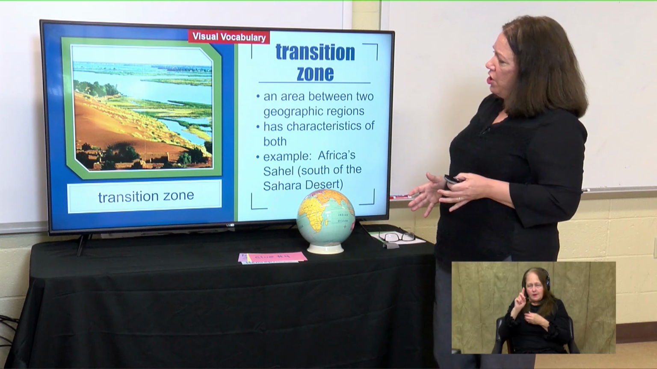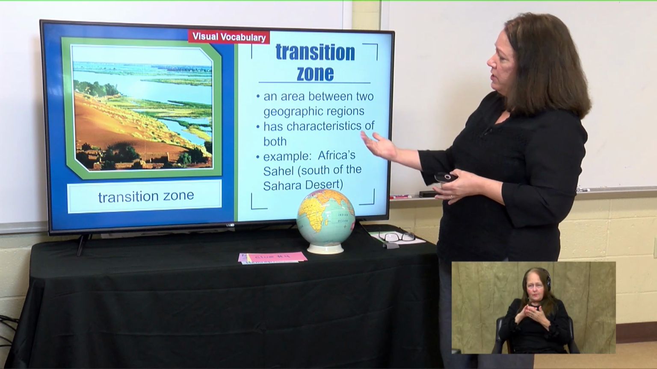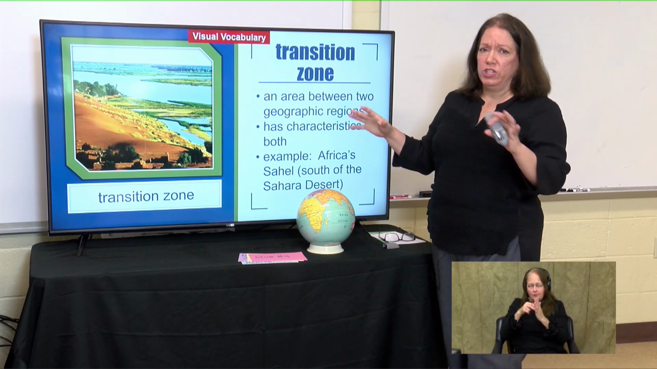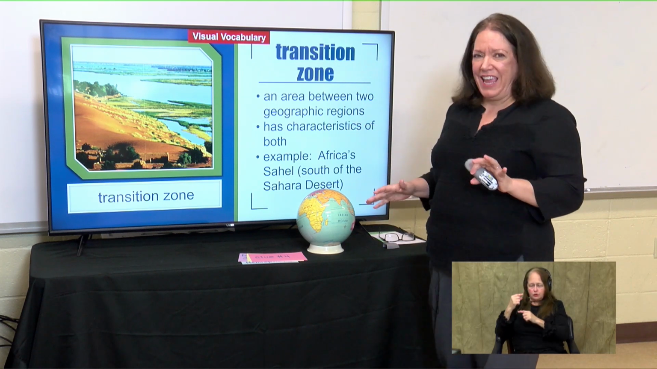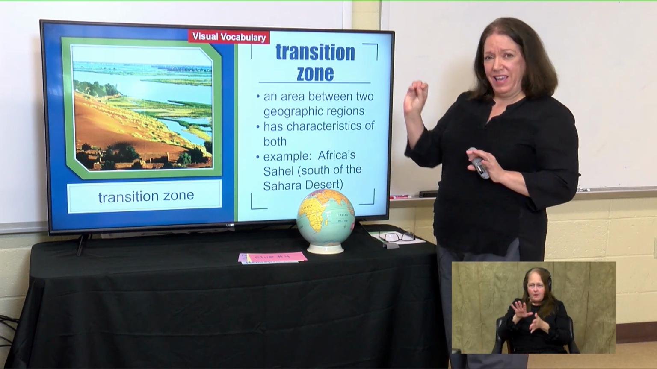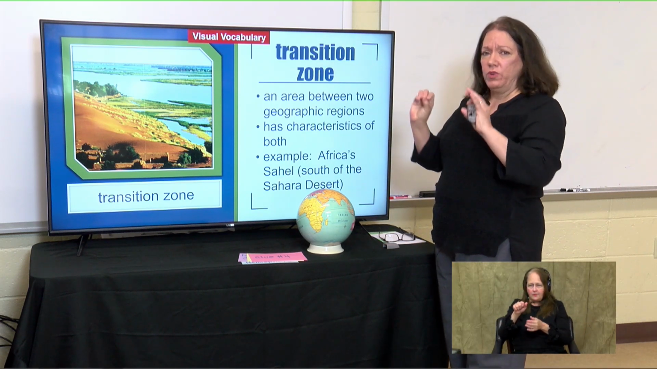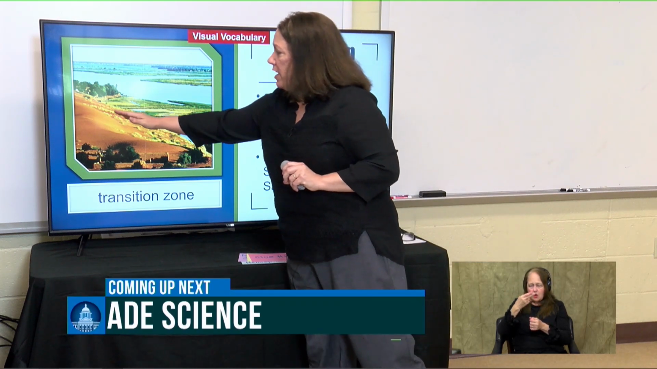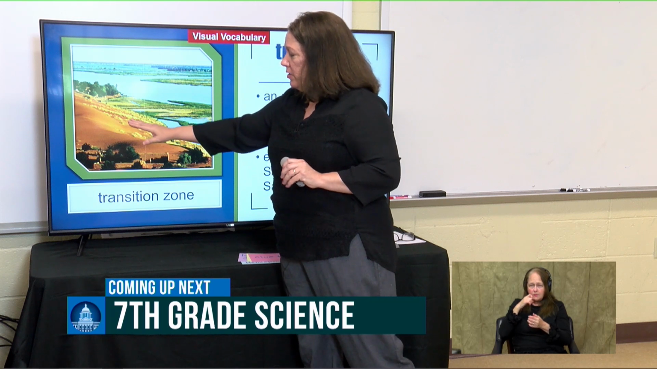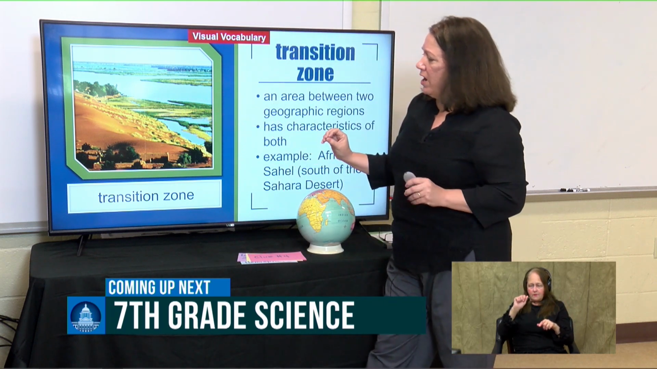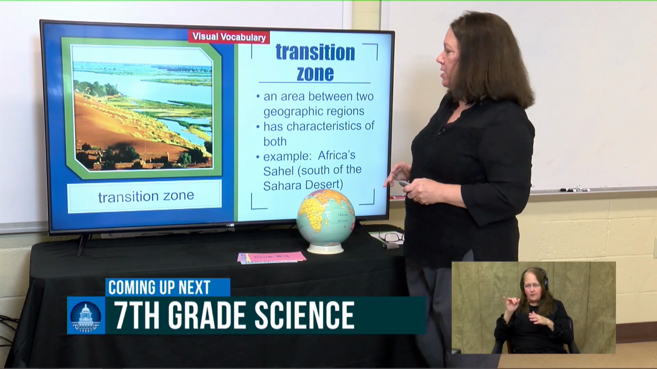A transition zone is related to that. A transition zone is any area between two geographical regions that has characteristics of both. An example of this is Africa's Sahel region, which is just south of the Sahara Desert. If you notice in the picture, you've got what looks like a desert on the left, and then you've got savannas to the right, but it looks like the desert's kind of creeping up on them.